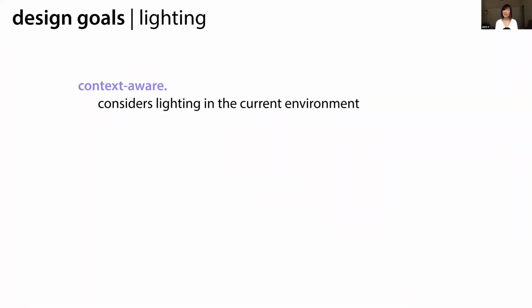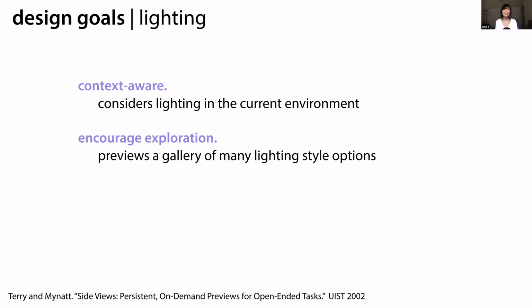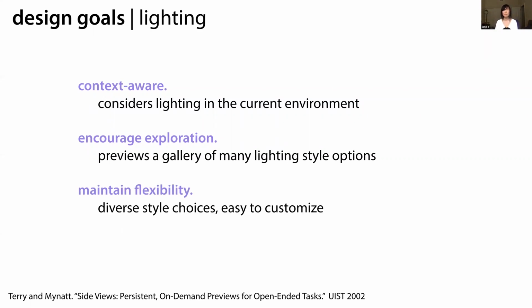Thinking about our design goals, the first is that the feedback should be context aware. So in this case, we captured the most important context, the lighting in the environment. By presenting the user with these many options at once, they can easily scan the gallery to preview what the end result might look like. The user has flexibility to choose between these styles. I won't go into the details in the talk, but for additional flexibility, we also allow customization of target lighting styles.